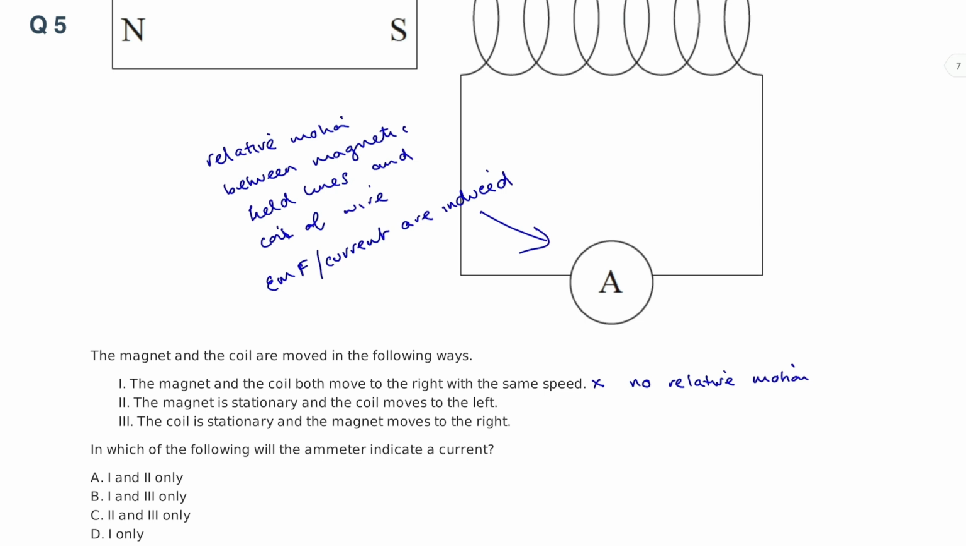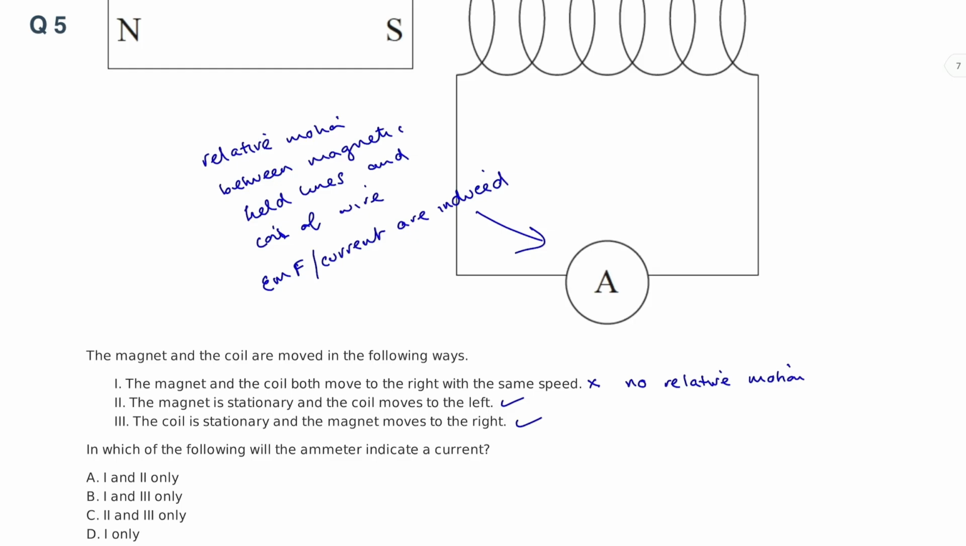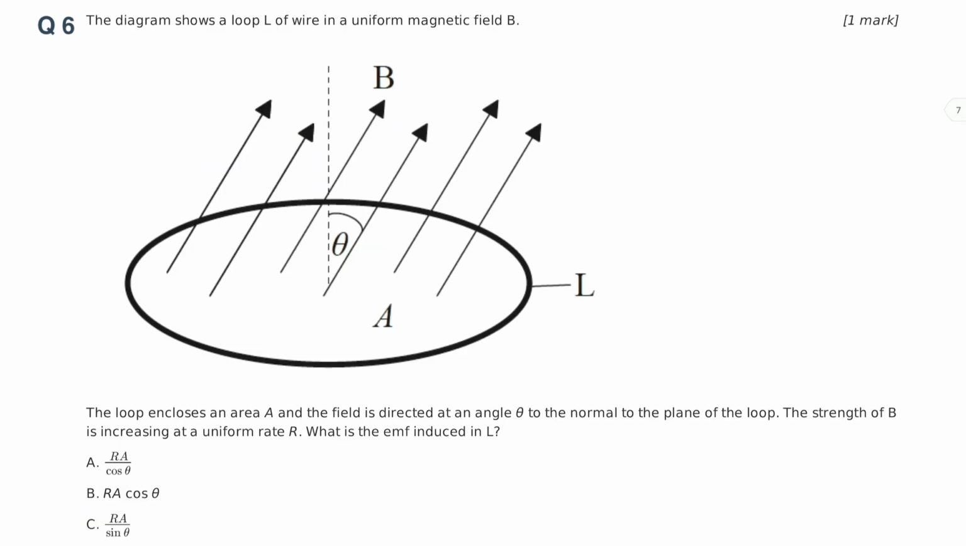The magnet is stationary and the coil moves to the left. Yes, that's relative motion. The coil is stationary and the magnet moves to the right. Yeah, that's relative motion. So it's 2 and 3. The answer is C.